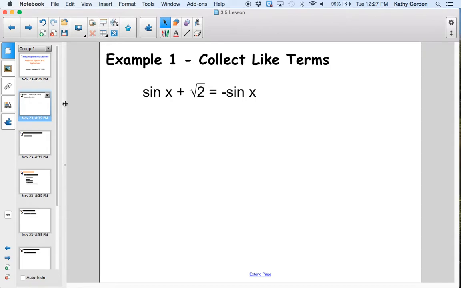First example. This is a little bit simpler type of equation, where we've got the sine of x plus the square root of 2 being equal to a negative sine of x. I would say that this particular type of equation and this particular type of method, which we're calling collect-like terms, is probably one of the more intuitive ones.